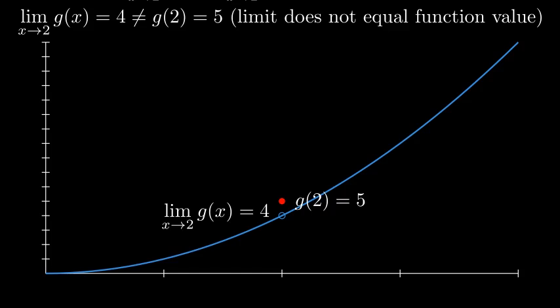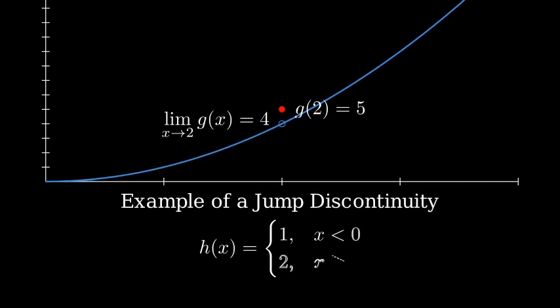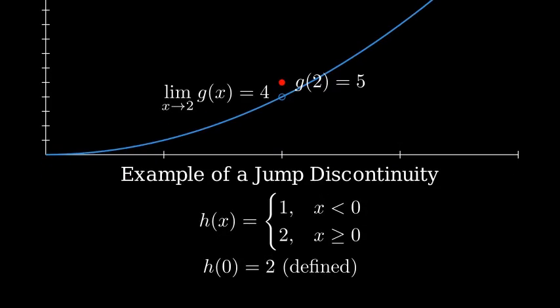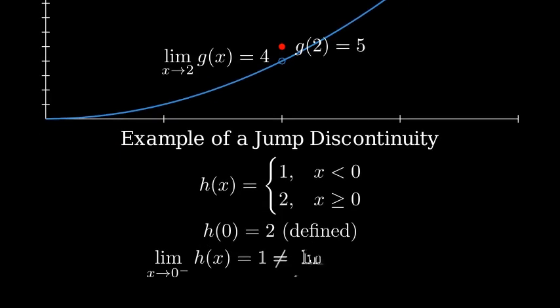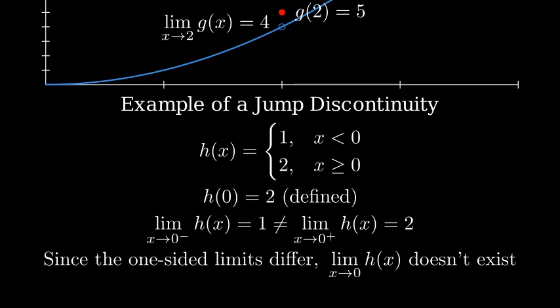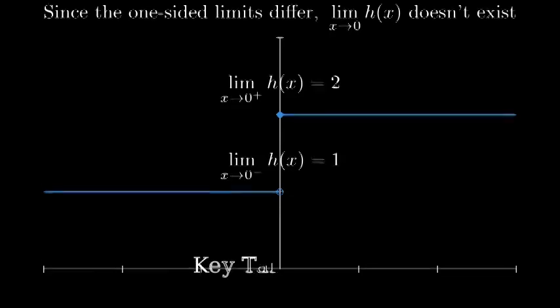Let's look at another type of discontinuity, a jump discontinuity. Consider the function h of x equals 1 for x less than 0, and h of x equals 2 for x greater than or equal to 0. In this case, h of 0 equals 2, so the function is defined at x equals 0. However, the left-hand limit as x approaches 0 from the left is 1, while the right-hand limit as x approaches 0 from the right is 2. Since these one-sided limits are different, the overall limit doesn't exist at x equals 0. Visually, this creates a jump in the graph at x equals 0, where the function suddenly changes value without a smooth transition. Let's summarize what we've learned.